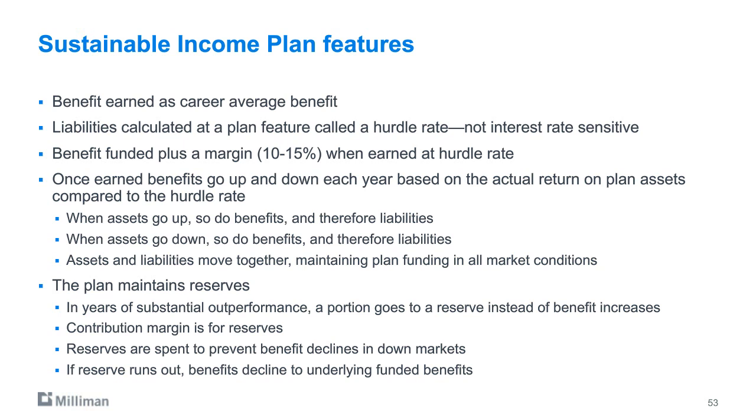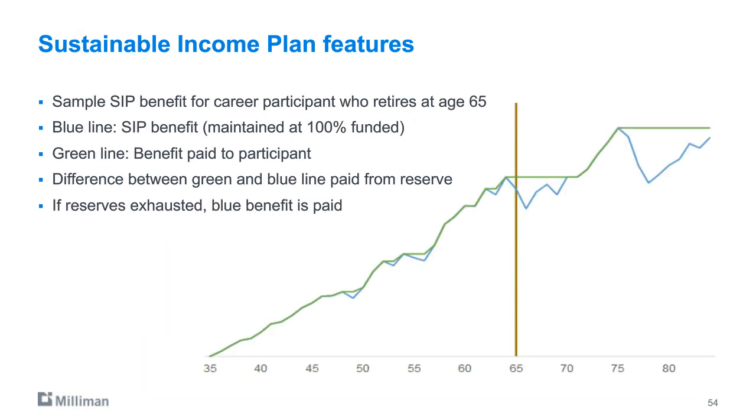And here is a picture of the benefit pattern for a typical career participant. So here's somebody who starts at age 35, retires at 65. The blue line is the fully funded benefit. The green line is what we pay to retirees, and the difference between those is funded out of the reserve. In the event that the reserves run out, we don't jeopardize the funding of the plan. The benefits actually decline to a lower rate. So you can see what we're doing here is providing some inflation protection to participants at the same time that we're providing stable contributions to the sponsor.